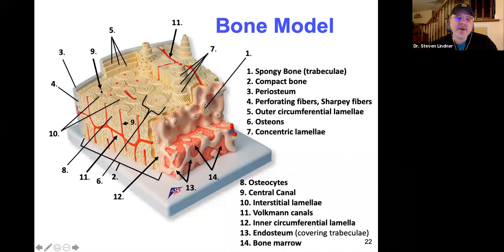And then you have number 9 over here, that's your central canal or Haversian canal. And that is where your artery, vein, lymph, and nerve travel. Okay, so make sure you review that.